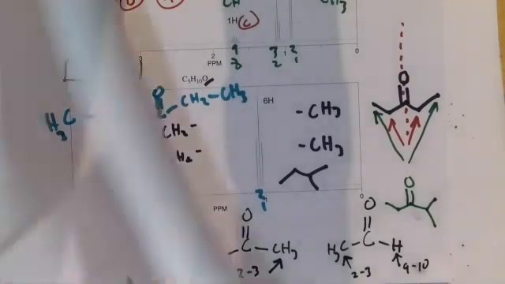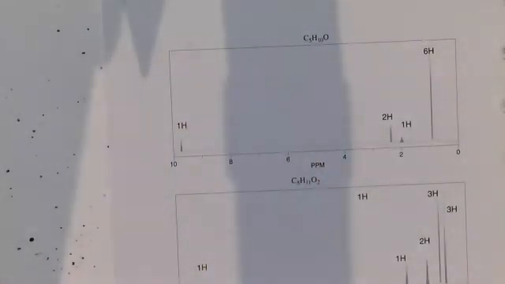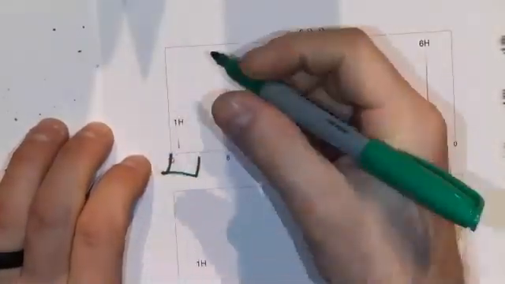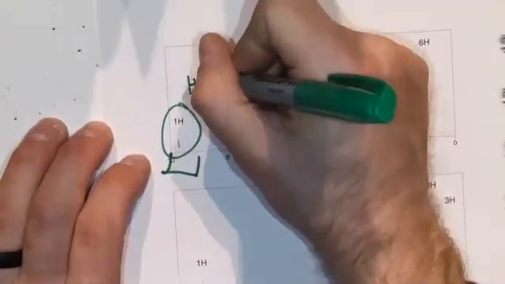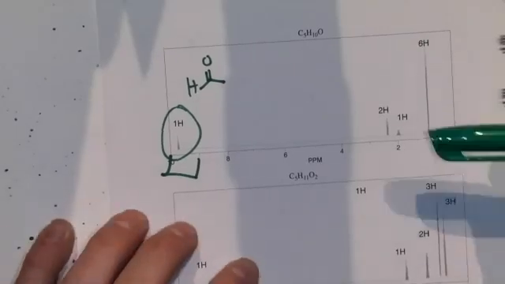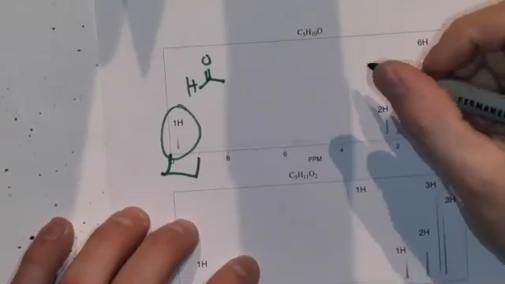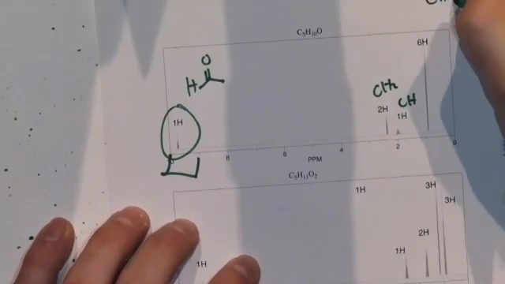Okay, aldehydes are really straightforward. It's a peak from 9 to 10. It's always a peak from 9 to 10, so it's easy to identify. This is an aldehyde. From here, you're kind of just doing what you've normally been doing. So CH2, CH, 2 CH3s.